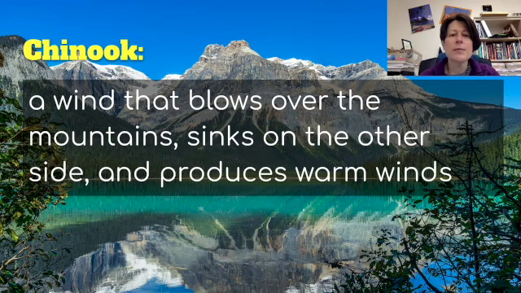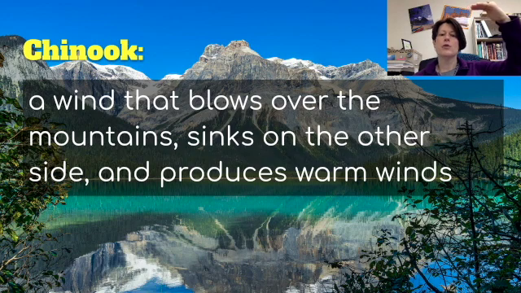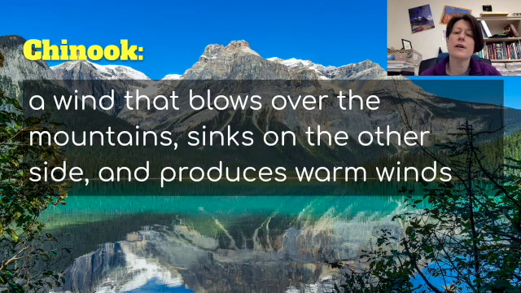There's also another type of special local breeze called a Chinook. This happens over the Rocky Mountains. This is a wind that blows over the mountains, sinks on the other side, and produces warm winds. So, wind coming off the ocean goes over the mountains, cools when it's over the mountains, sinks, and makes a warm wind on the other side of the mountains. That is called a Chinook in the Rocky Mountains. There are also other areas in the world where they experience these types of winds, and of course, they all have a different name for them depending on their language geographically.